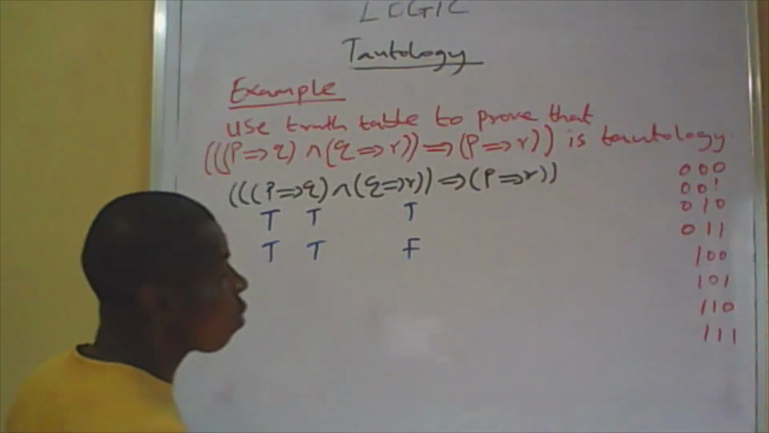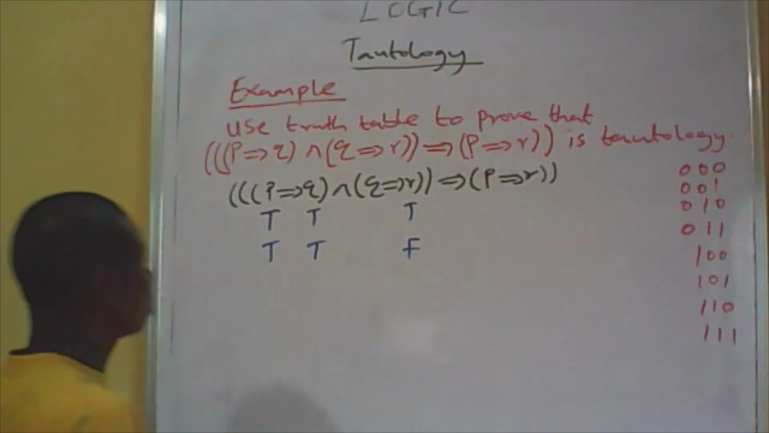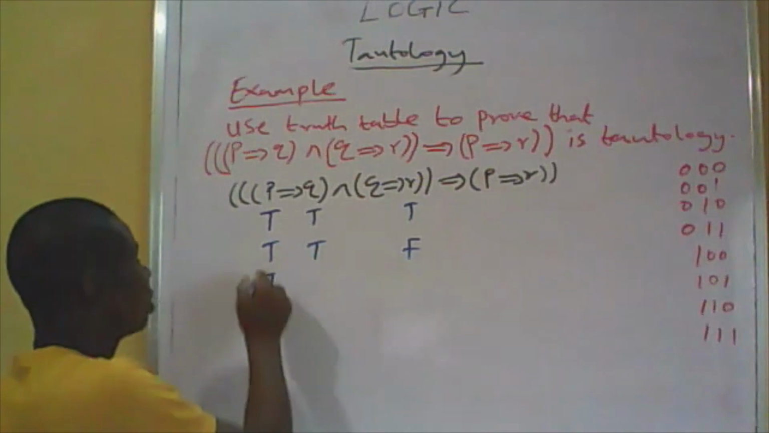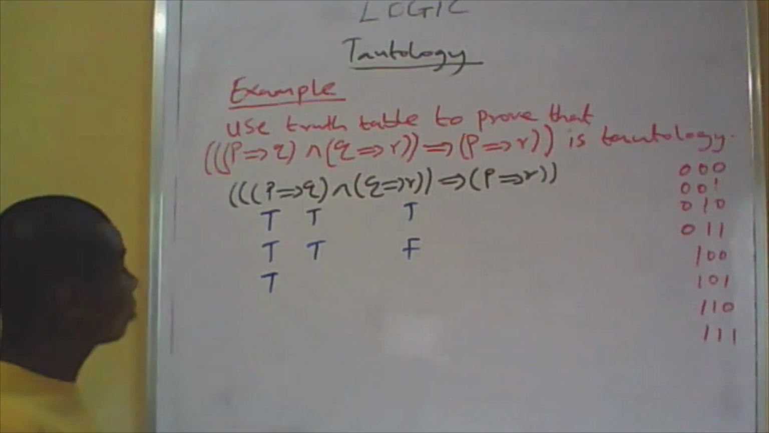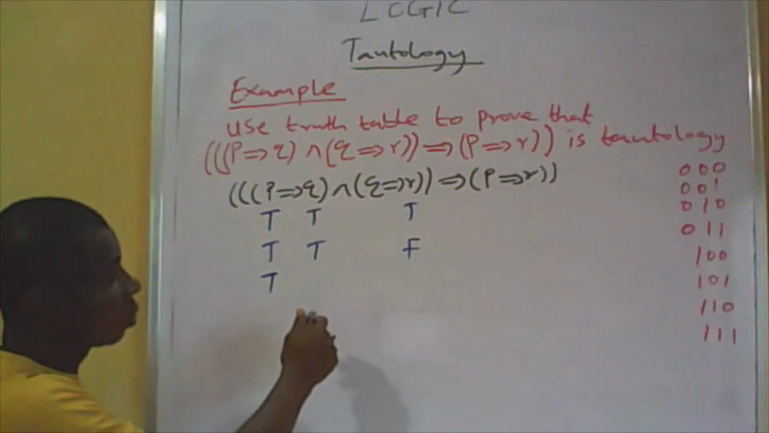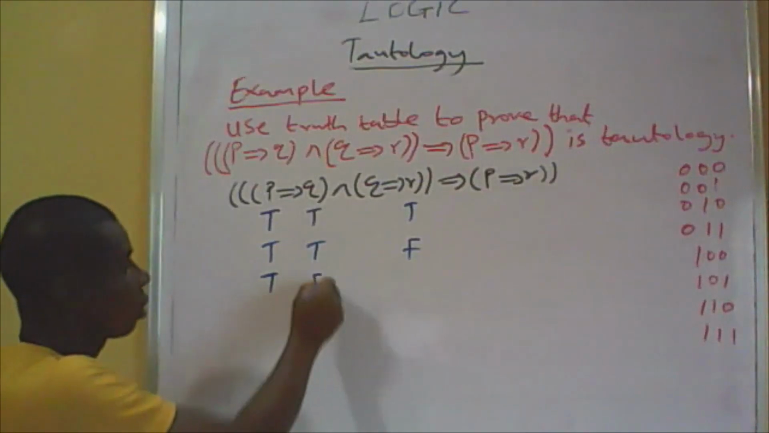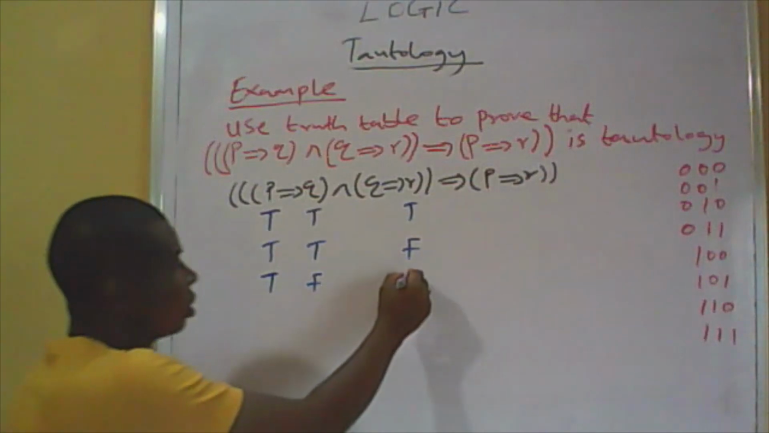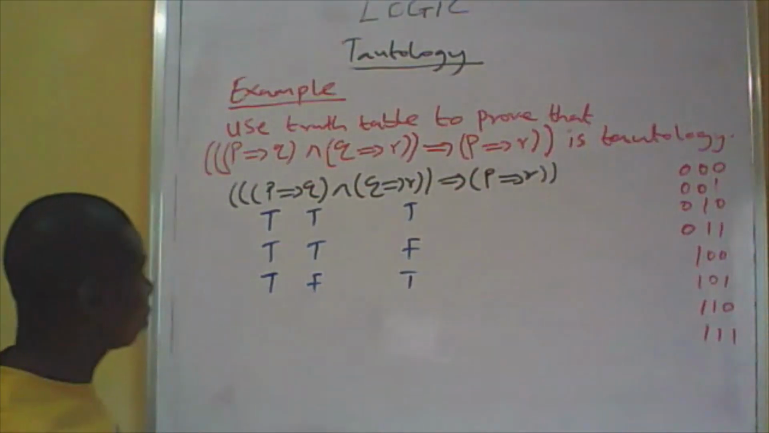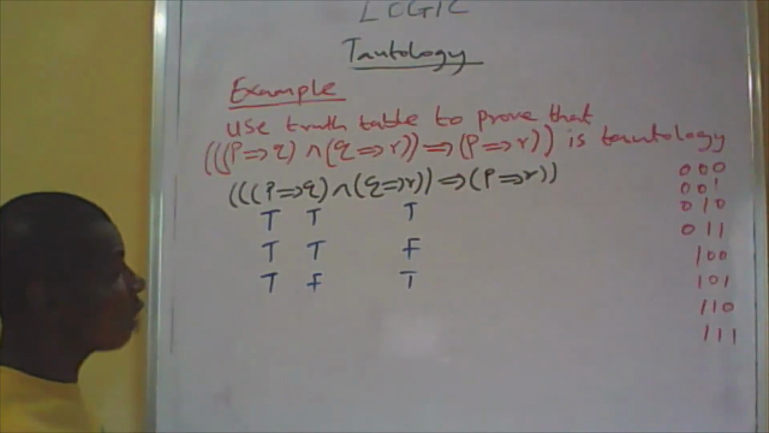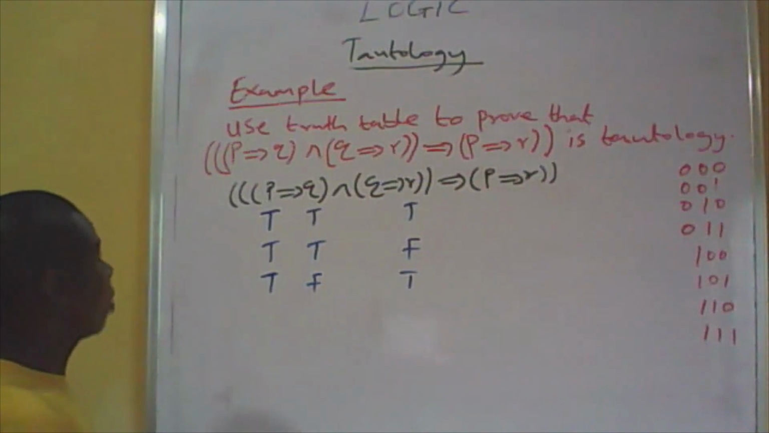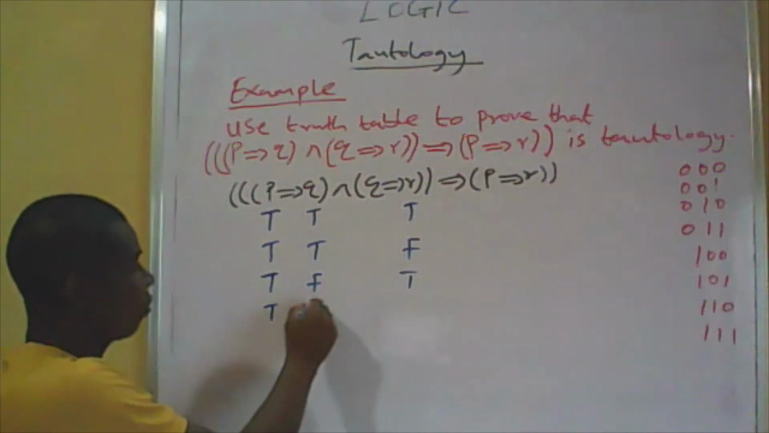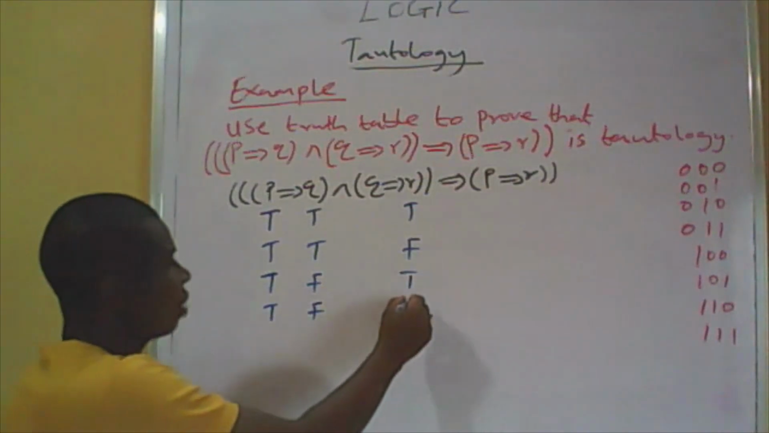Then you have 101. That means under P, we have T. Under Q, we have F. Under R, we have T. Then we have 100. So under P, we have T. Under Q, you have F. Under R, we have F.